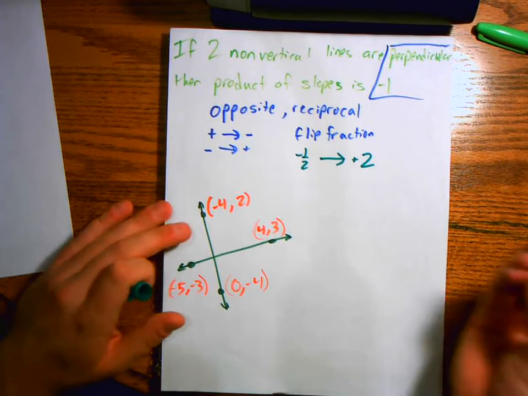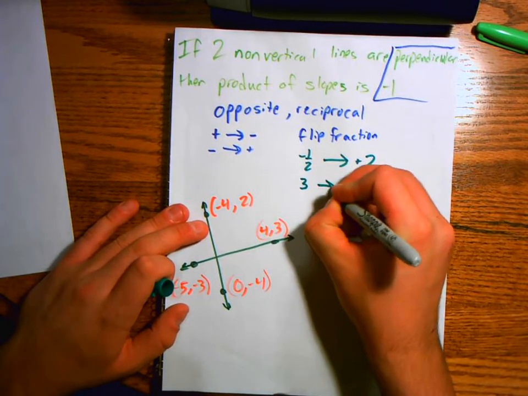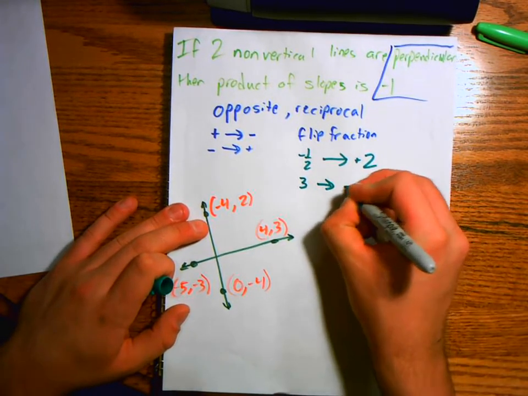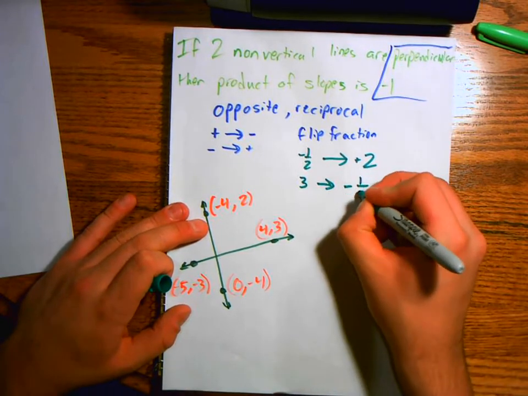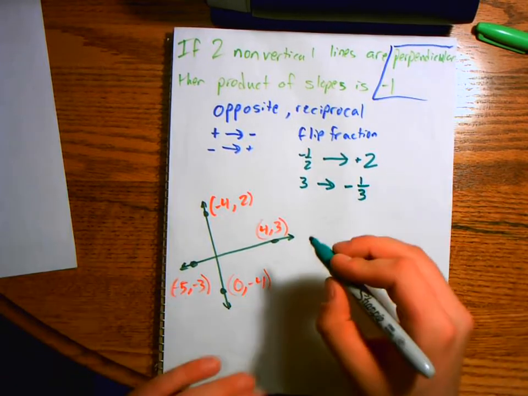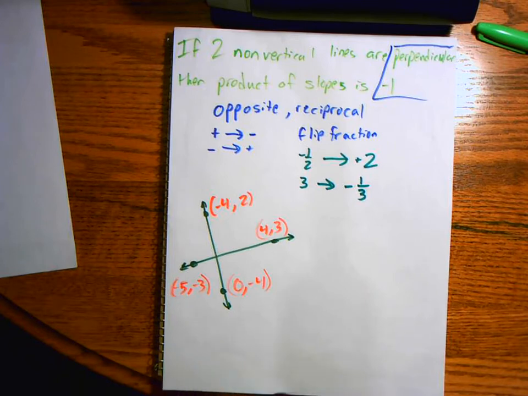Now looking at another example, let's say we have a slope of 3. You change the sign to make it negative, and you flip the fraction to where 3 is on bottom and 1 is on top. These two slopes are perpendicular to each other.